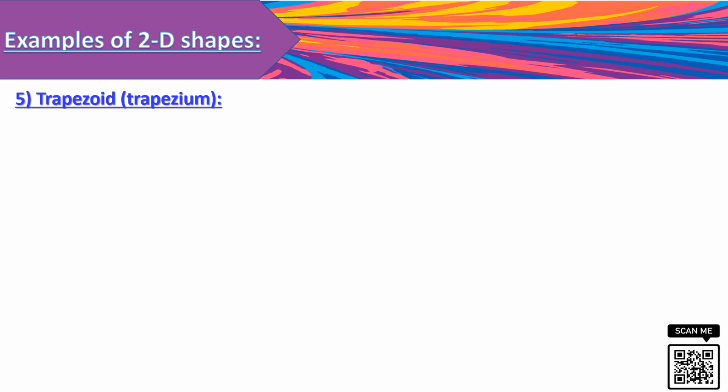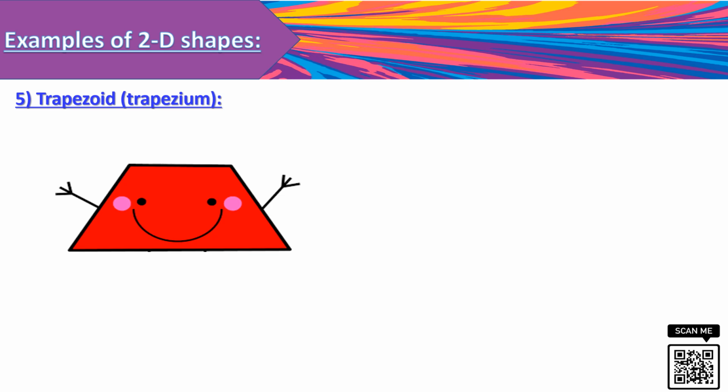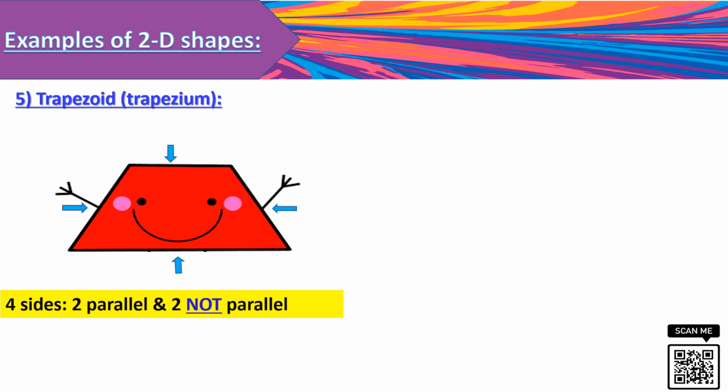Let's move to trapezoid. It can be called a trapezium. It's our trapezium. How many sides do you have? 1, 2, 3, 4. Okay. Are these sides equal or not? No, they are not equal. But 2 are parallel and 2 are not parallel. So it has 4 sides, 2 parallel and 2 not parallel.